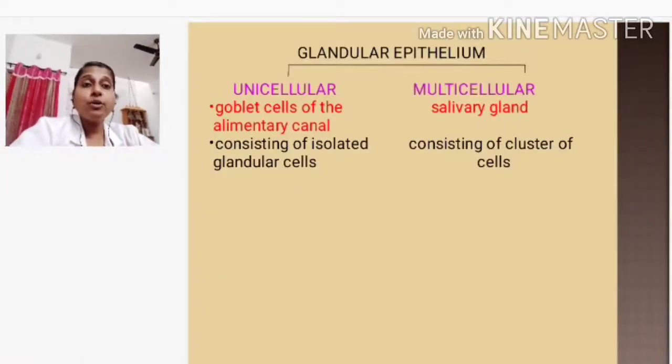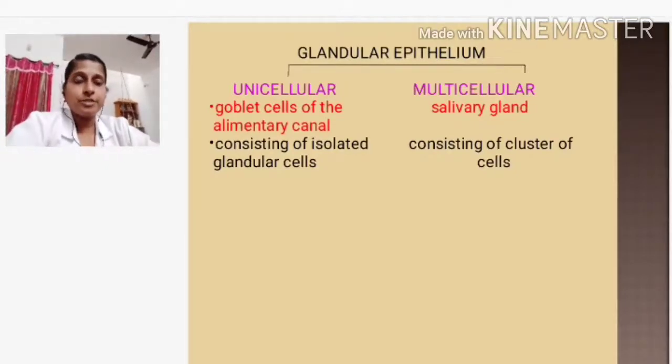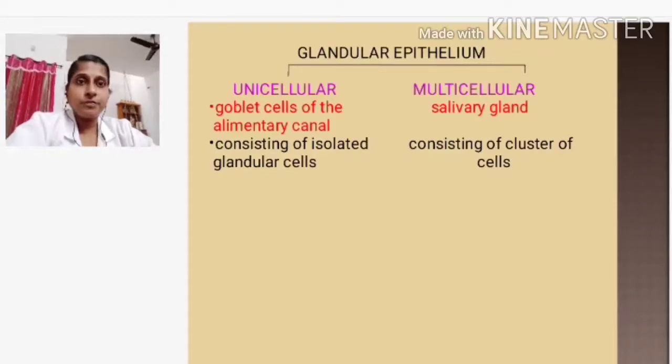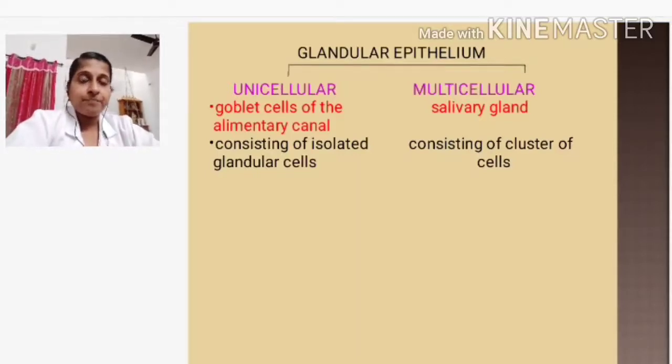Now glandular epithelium, special glands are present. So this is a special type of epithelium. Wherever glands are present, wherever some secretions are needed, cuboidal or columnar, they have glands within them. Then we call them as what? Glandular epithelium. Cuboidal or columnar having glands.